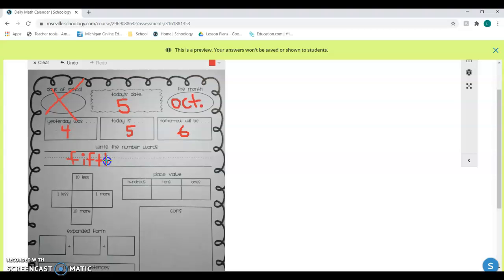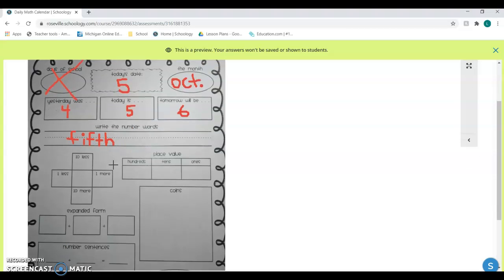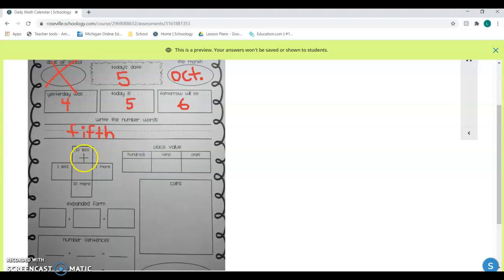Okay, so moving down, this box in the center you would write the number of the day's date again, so 5, and use this as your base. If you were to go to the left, one less, it's just 5 minus 1, which is 4. One more, 5 plus 1 is 6.